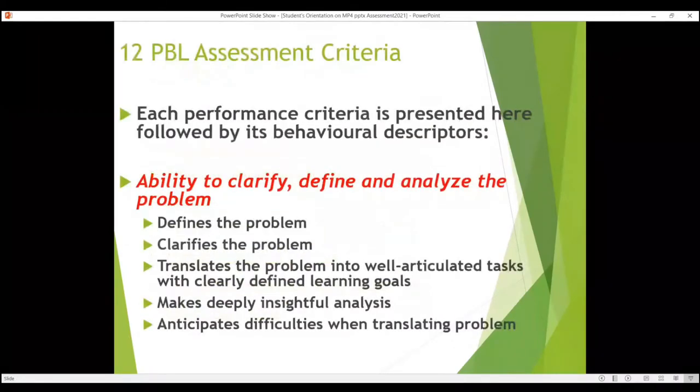Now, these are the 12 criteria I was just talking about. First, ability to clarify, define and analyze the problem. So you should be able to define the problem that has been shared with you in the PBL session. You should be able to clarify the problem and show your deep sense of analysis about the problem. Then you will be assessed on a 5-point scale.